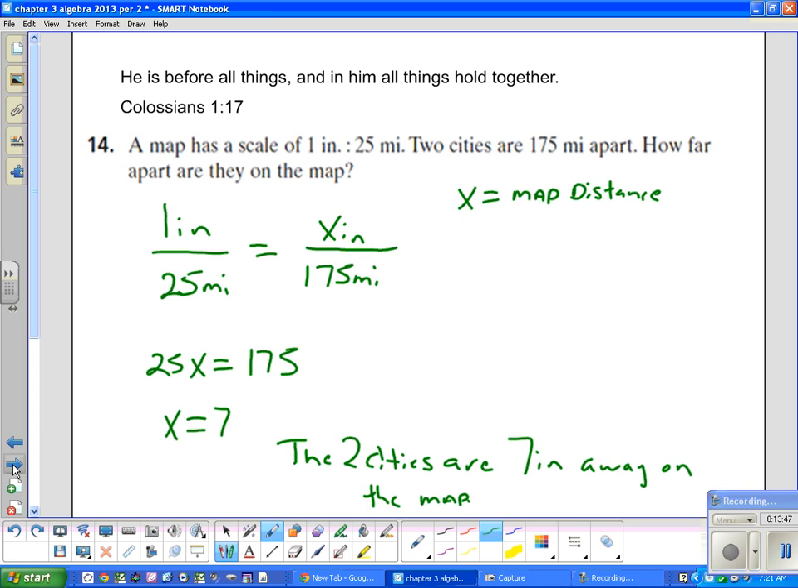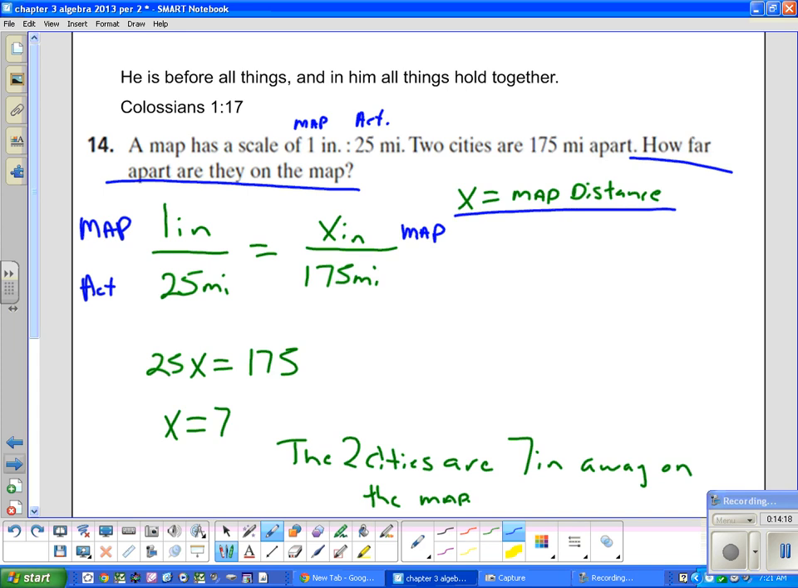Let's get better at this. I believe this is the last question. A map has a scale of 1 to 25 miles. So 1 inch is the map, and the 25 is miles. That's the actual. So we have the map on top versus the actual numbers on the bottom. And over here, we want to know how far they are away on the map.